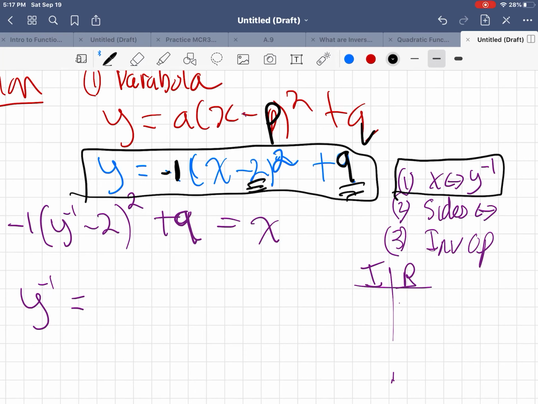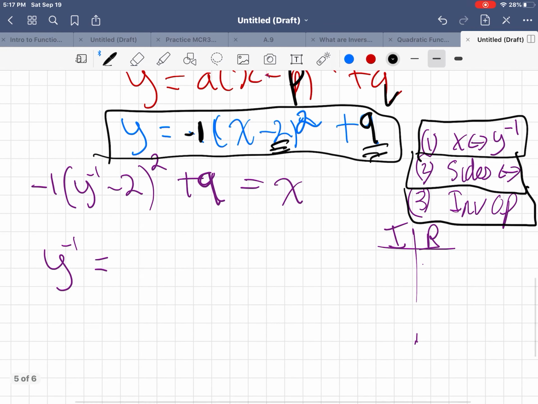Then what I do is I switch sides. I only do that because I find it easier to isolate things from left to right. And then finally, I do inverse operations because that's also part of inverse function. So I've already done that. I've switched x and y. Where I had x here, I put y inverse here. Where I had y here, I put x here. And I switch sides just for ease of algebra.